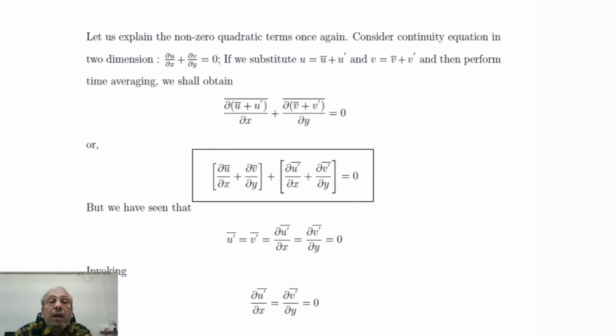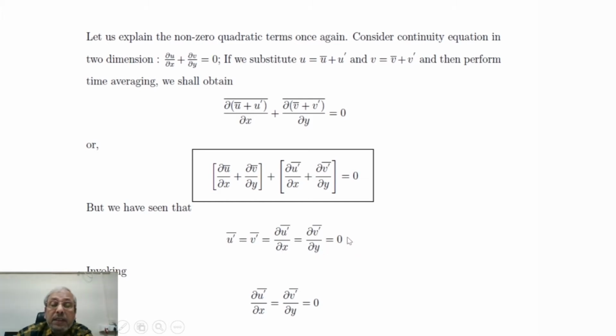Let us explain the non-zero quadratic terms once again. Consider the continuity equation in two dimensions: del u del x plus del v del y equal to 0. If we substitute u equal to u bar plus u prime, v equal to v bar plus v prime, and then perform time averaging, we obtain del x of (u bar plus u prime) over bar plus del y of (v bar plus v prime) over bar equal to 0. If we apply the over bar operation, we can write del x of u bar plus del y of v bar plus del x of u prime bar plus del y of v prime bar equal to 0. Now we know u prime bar equal to v prime bar equal to 0, and so del x of u prime bar equal to del y of v prime bar equal to 0.